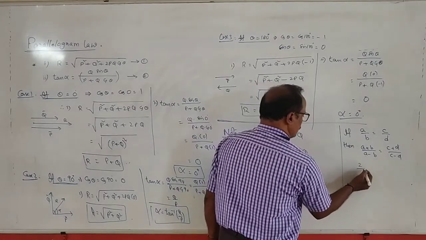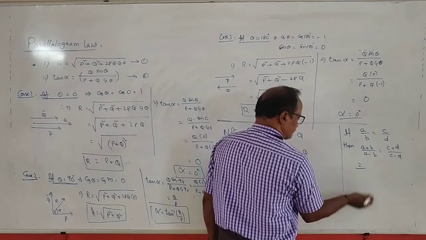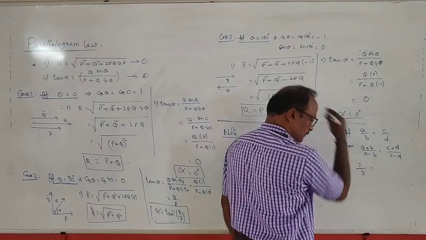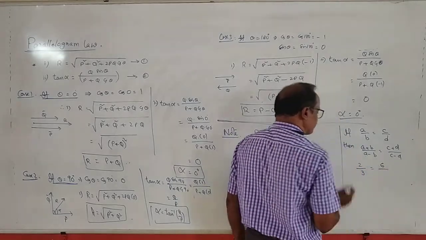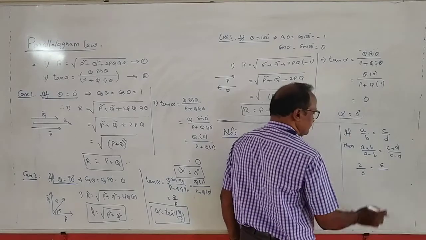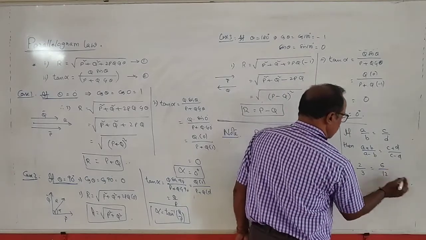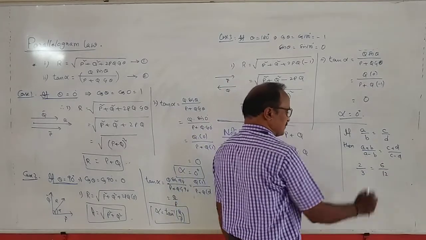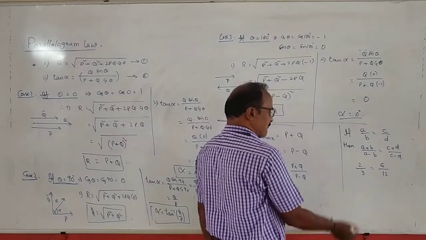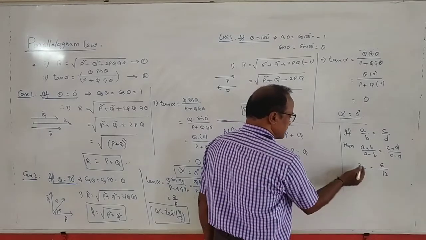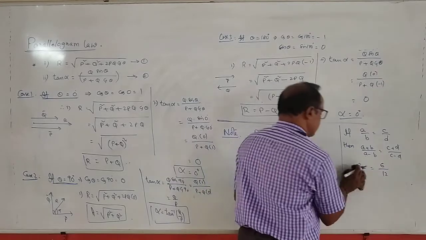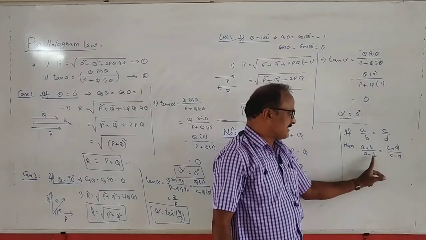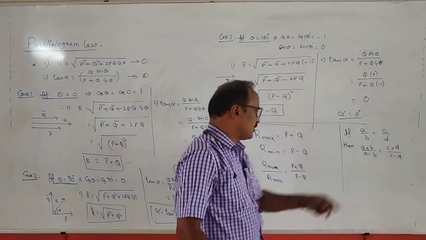Suppose a is equal to 2 and b is equal to 3, so 2 by 3 is equal to 6 by 12. From the componendo and dividendo principle we can write: if a by b is equal to c by d, then a plus b by a minus b is equal to c plus d by c minus d. This is the componendo and dividendo principle.